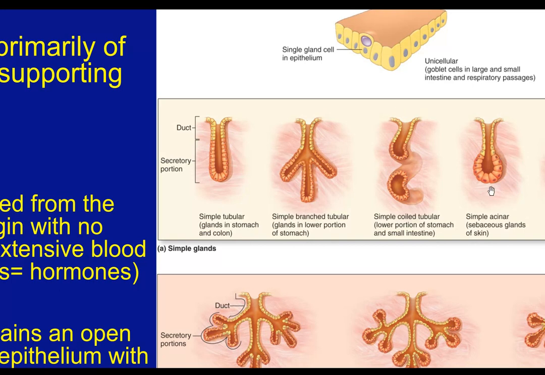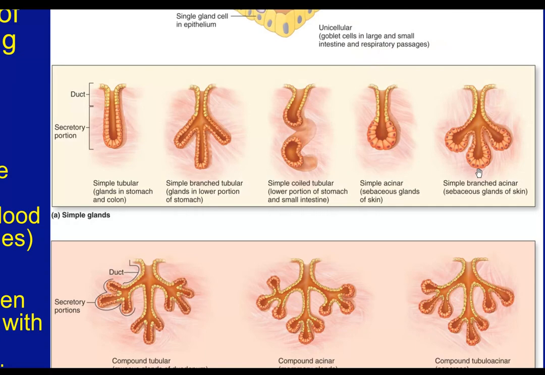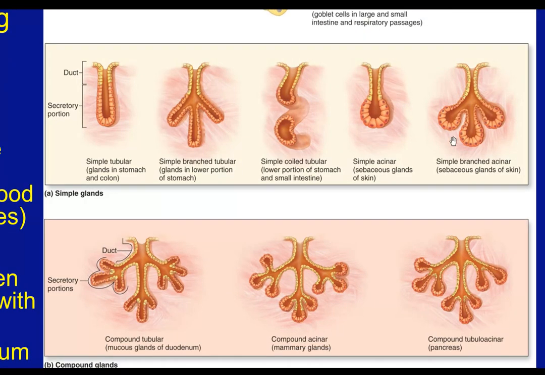Now, with the acinar glands, you can actually have these branched acinar glands so that instead of it just looking like one grape, you almost have bundles of grapes, like what you see down here. Okay? And they're called compound glands when you do that.